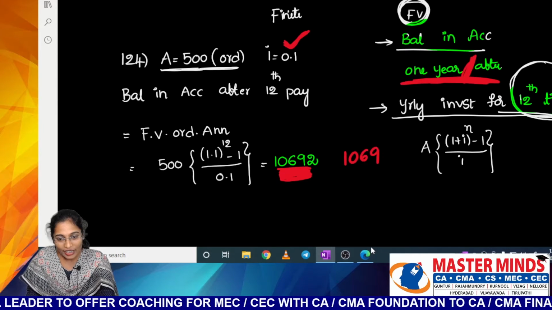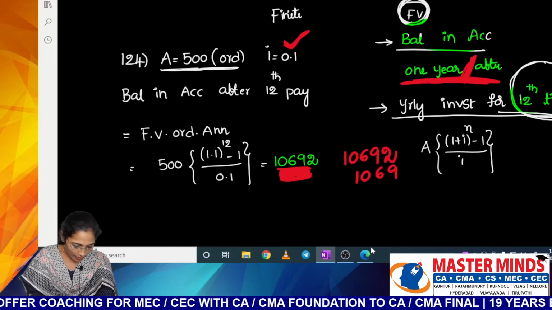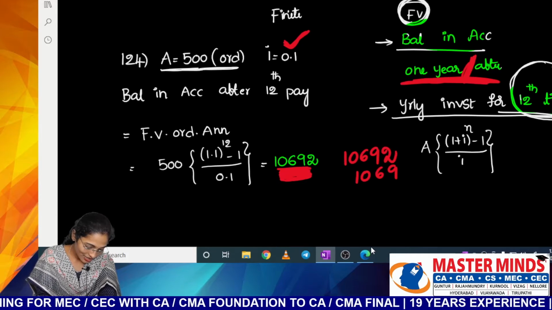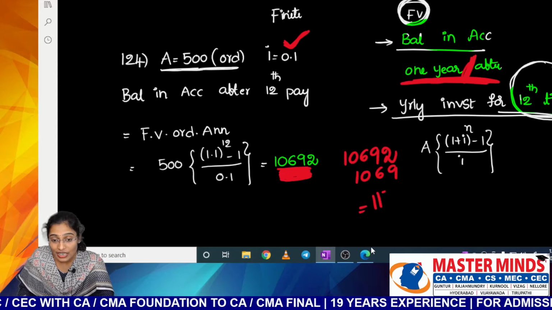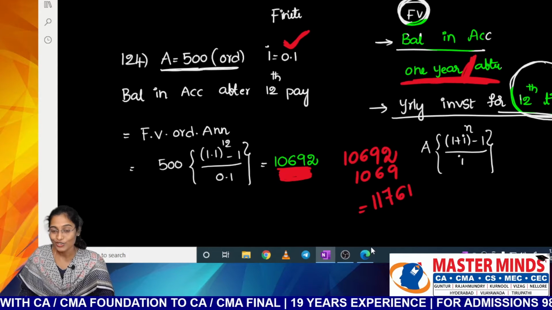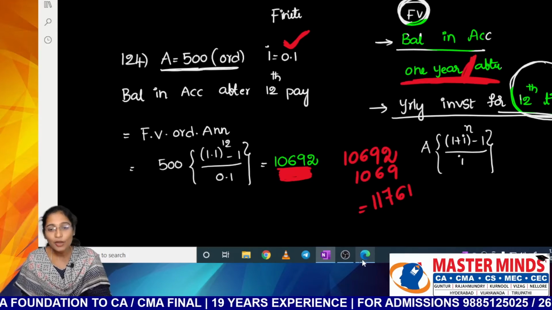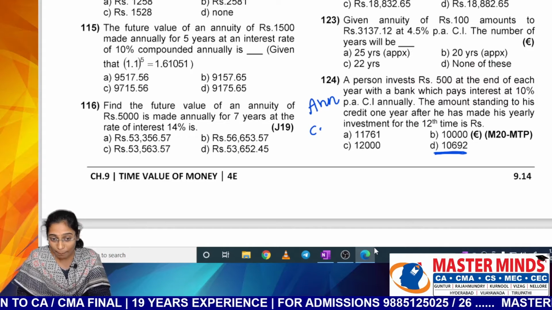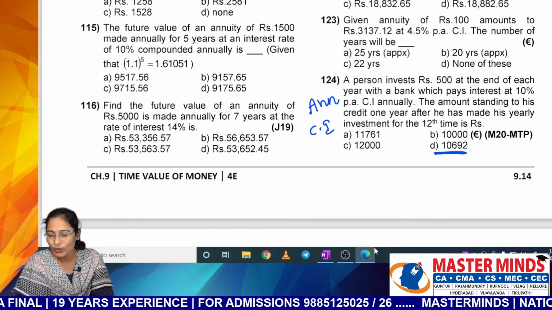Means you should add 10,692 and 1,069. Please add both of them. 10,692 plus 1,069 means how much? 11,761. So here is a question which involves both annuity as well as compound interest. So look at this question. This is not a simple question.